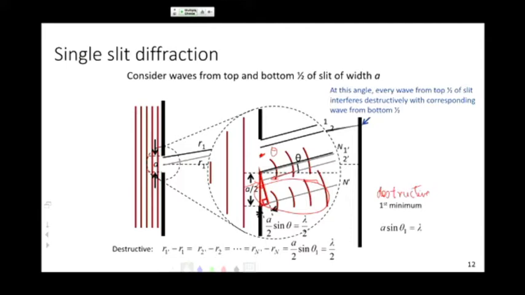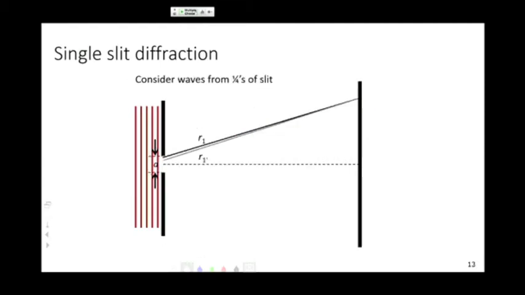Because a over 2 sine theta 1 is lambda over 2, I can cancel the 2's on both sides. So this a sine theta equals lambda is a condition for destructive interference. Remember I said it's similar to but different from the double slit case. Well, that formula for the double slit case, where d was the slit separation, was the condition for constructive interference there. But now, because everything is coming from the single slit, this is a condition for destructive interference. That's the first minimum. How about the next minimum?